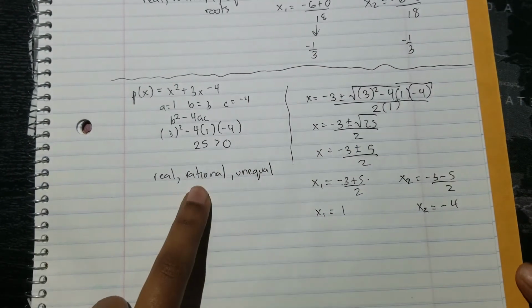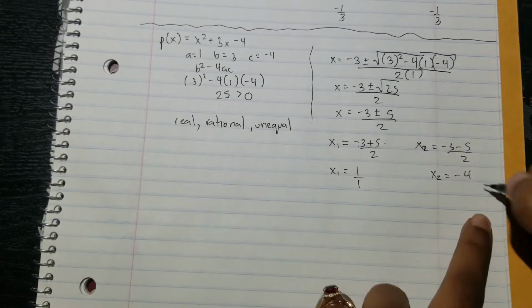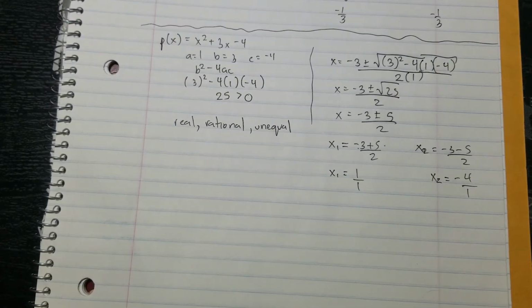Now some of you might say, well, rational numbers, aren't they always fractions? Well, you can pretty much write these over 1 since they're whole numbers, and you still can classify them as rational numbers. And that's pretty much it. Those are the 4 ways of describing the types of roots you have for quadratic equations or expressions.